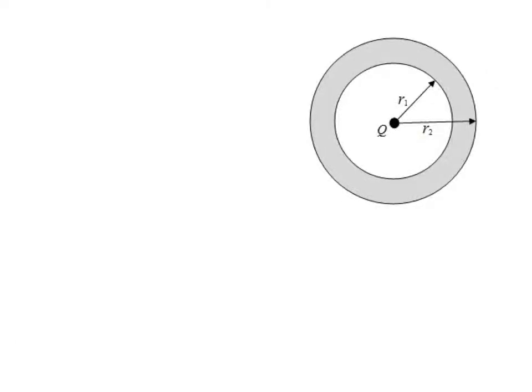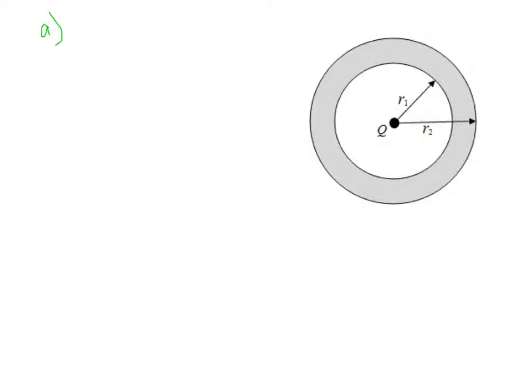A positive point charge Q is surrounded by an uncharged hollow spherical conductor that has an inner radius of R1 and an outer radius of R2. So, for part A, what total charge exists on the inner surface and the outer surface of the conductor?